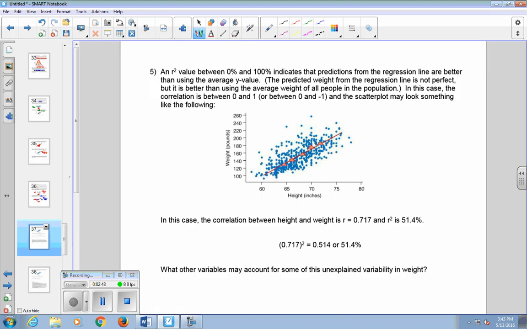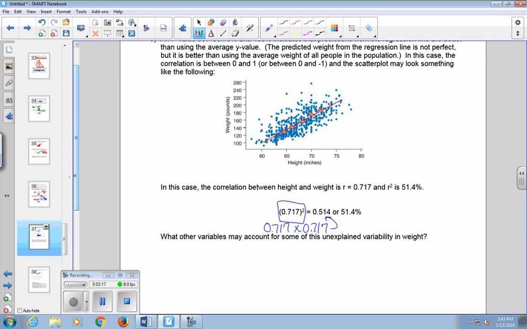So we've gotten back to our height and weight example. In this case, the correlation between the height and weight is r equal to 0.717, and r squared is 51.4%. So I'll leave it up to you to verify. If you take 0.717 and multiply it times 0.717, you should get 0.514. And then again, in percent form, 51.4%.